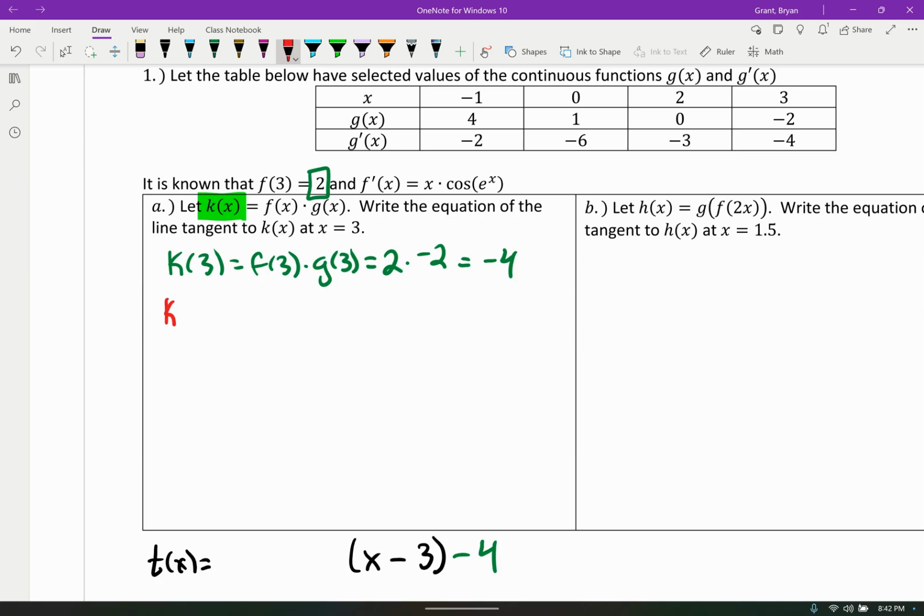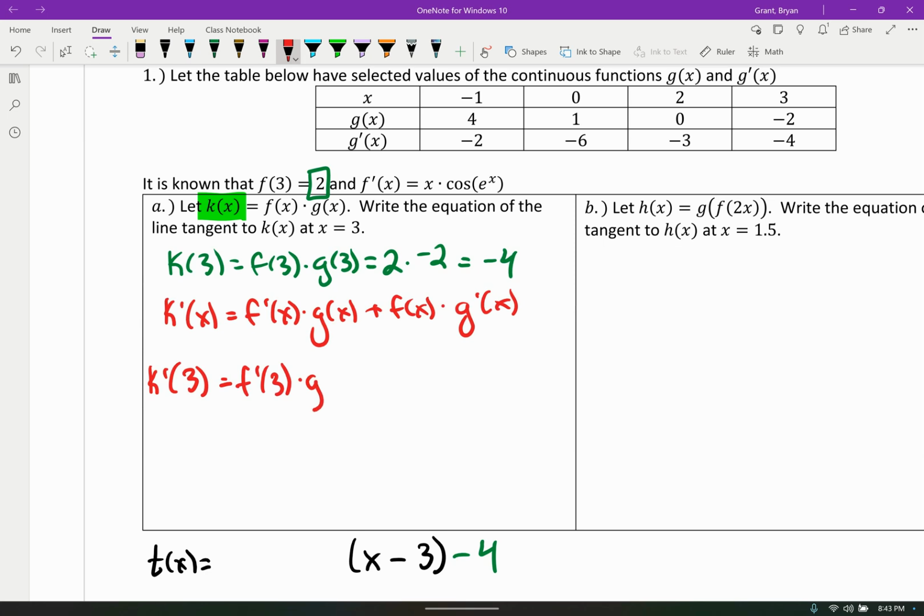So let's start with k prime of x. Product rule, derivative of the first, keep the second the same, keep the first the same, and multiply it by the derivative of the second. Sweet. And now let's evaluate k prime at 3. So f prime of 3 times g of 3 plus f of 3 times g prime of 3. Nothing horrible so far.